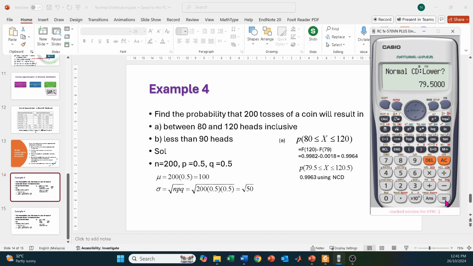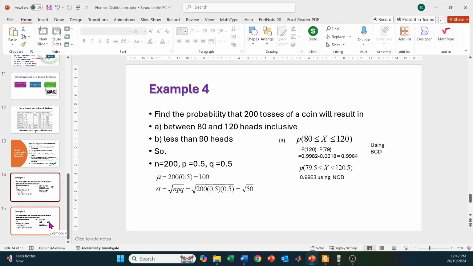You can see that if you put lower as 80 and upper as 120 without correcting, with the rest the same, the answer is 0.9953. So after you correct it, the error is reduced. Okay, and then we look at question B.